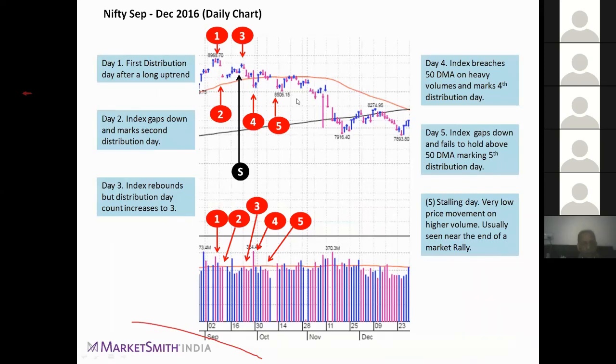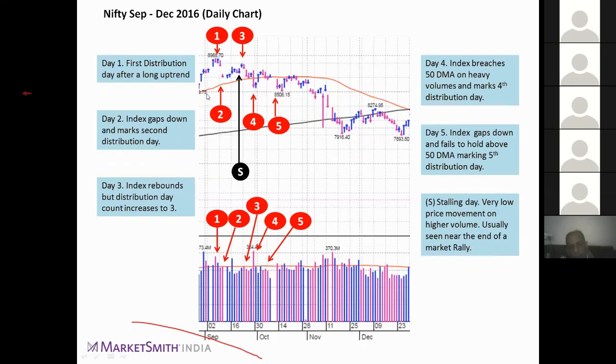This is a chart of Nifty from September to December 2016. This one is the first distribution day after a long uptrend. The market was in an uptrend, and suddenly here the market fell by more than 0.2%. If you see the volumes, this red horizontal line is the average, and anything above this is above average. The market fell by more than 0.2%, and the volumes were above average. So this will be counted as distribution day 1.